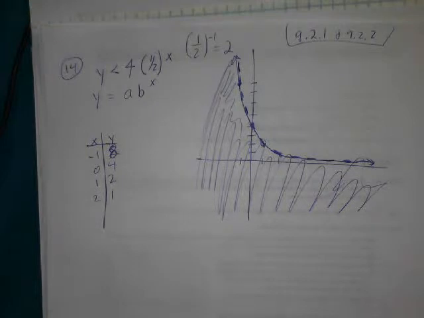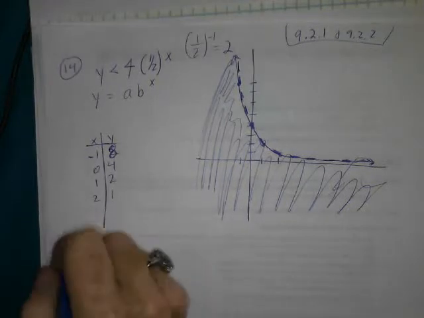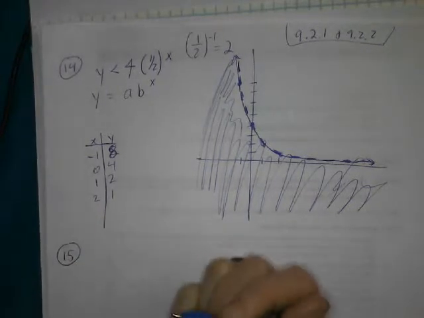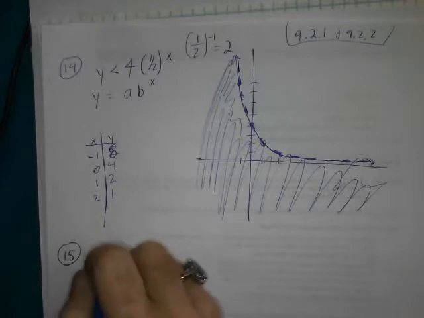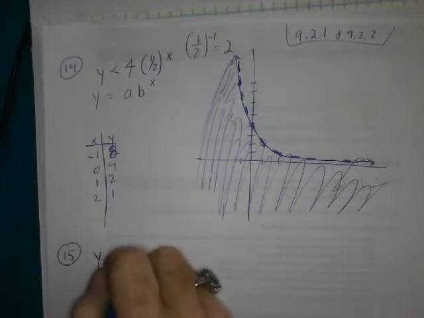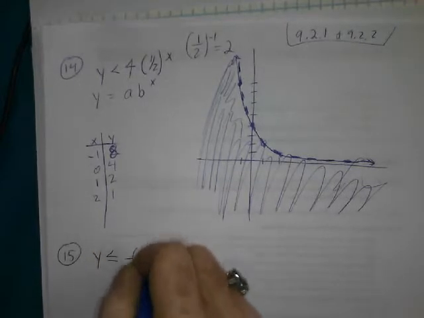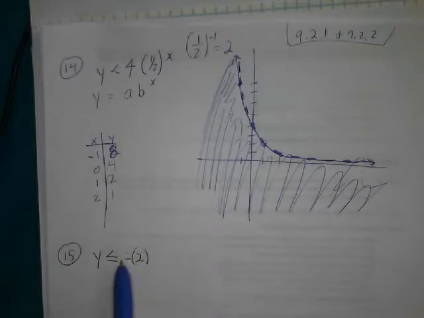Okay, that was 14. I did want to do another one. I think I wanted to do number 15 for some reason. Yes, because I thought 15 would be interesting. And I have a little more time. So here's 15. 15 says y is less than or equal to negative 2 to the x. Notice that the negative sign is not inside the parentheses.